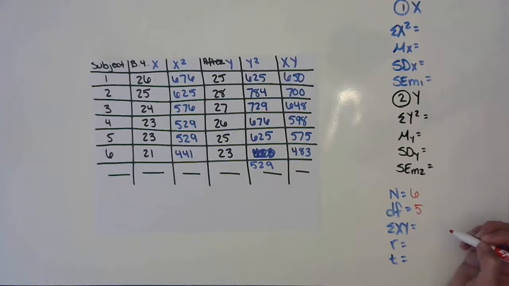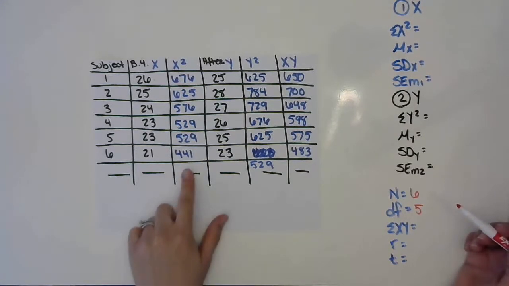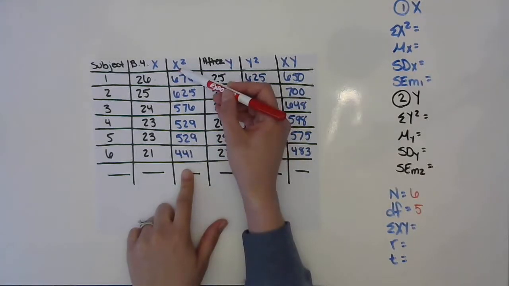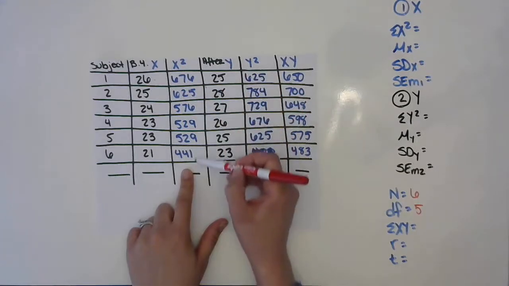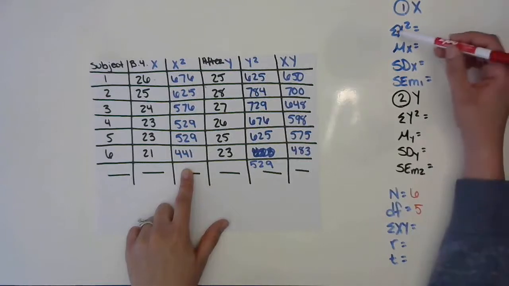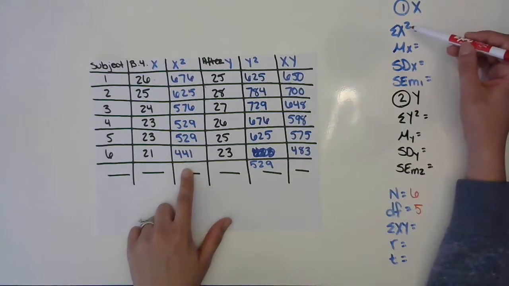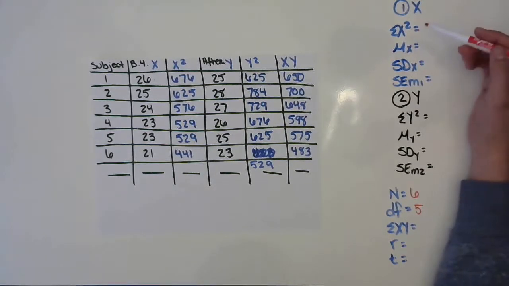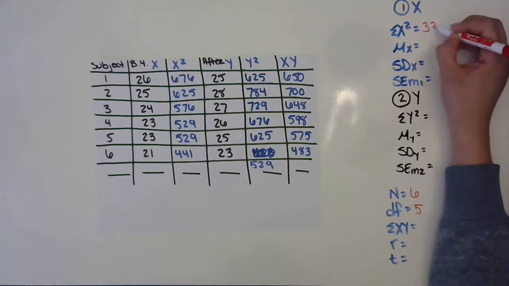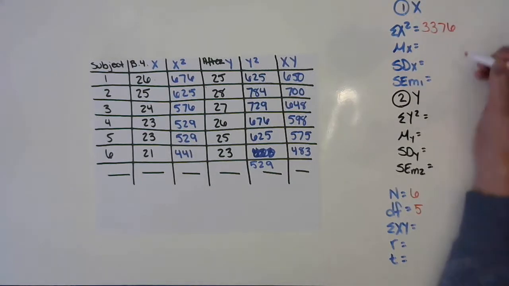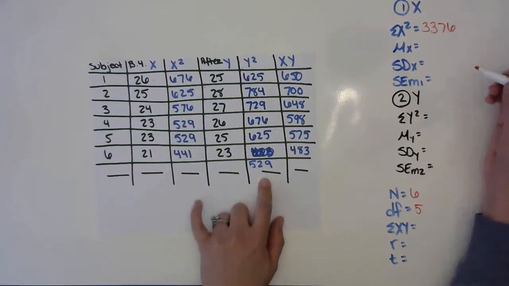Okay, so what we can do from here is go ahead and add all of these up here. When we add the X squared, that is going to give us this value here. We're just going to add all of these up just like we've done in all of our other statistical tests, and that's going to give us the sum of the raw scores squared for the X variable. So when we add all of those up, that is going to give us a total of 3,376.